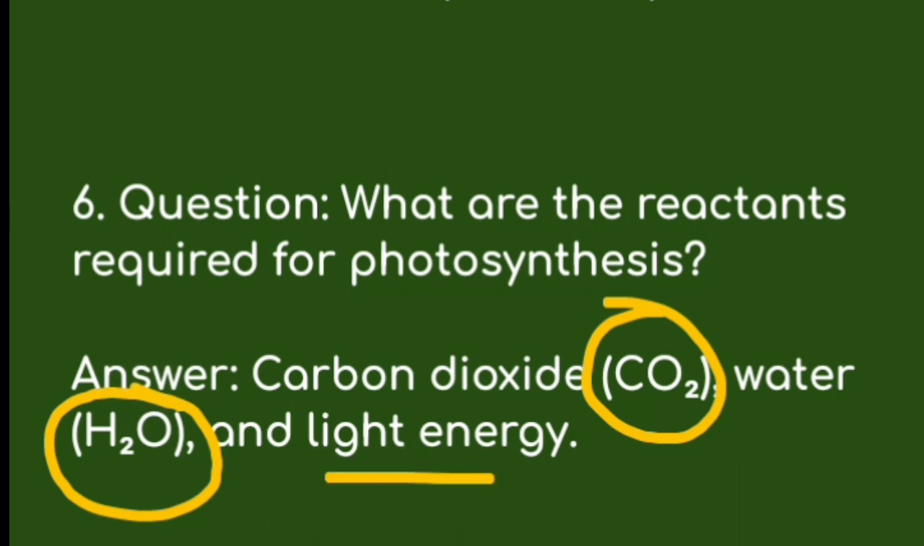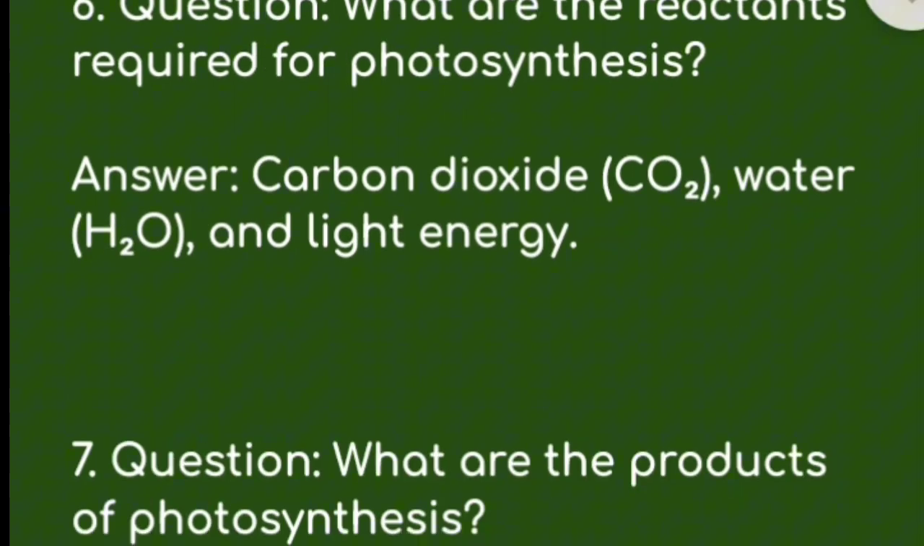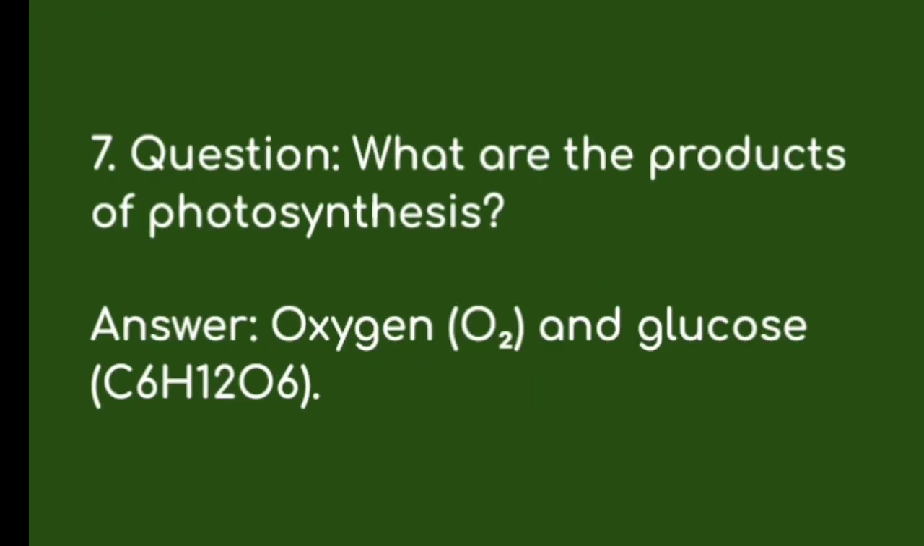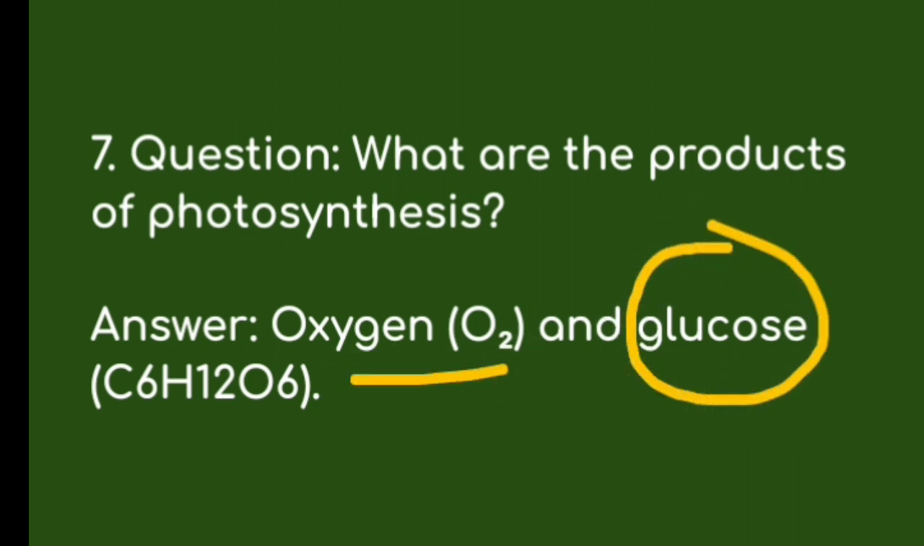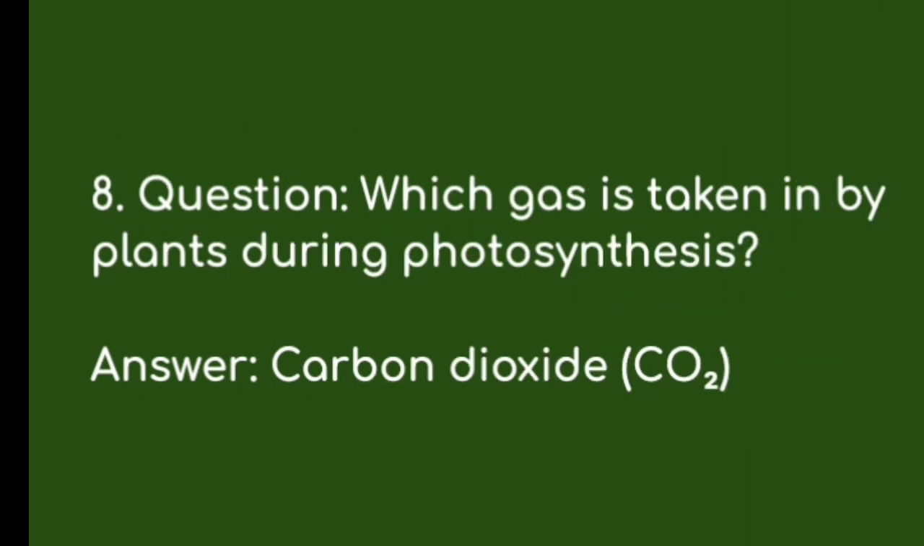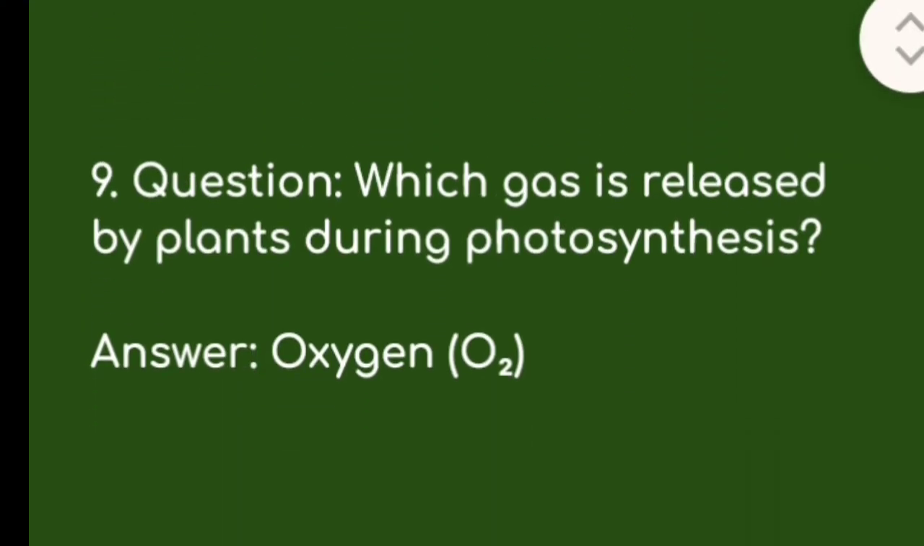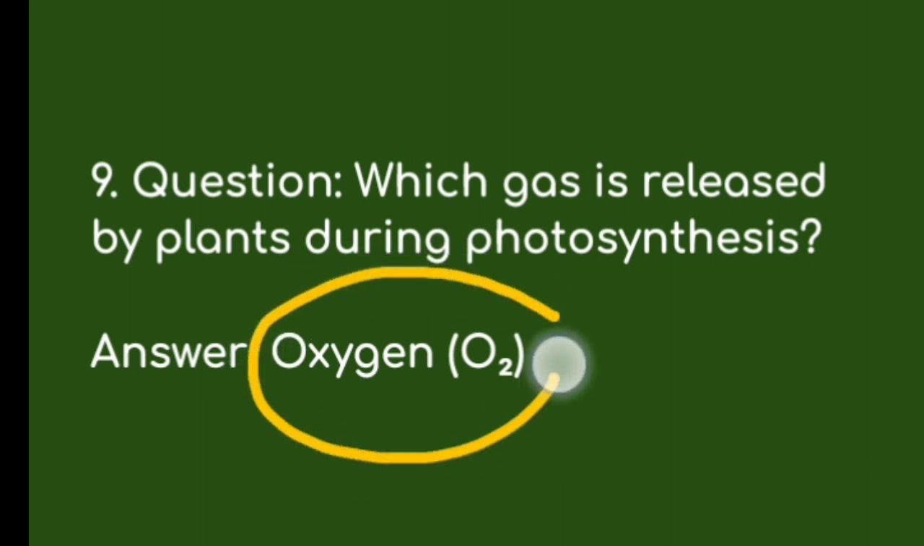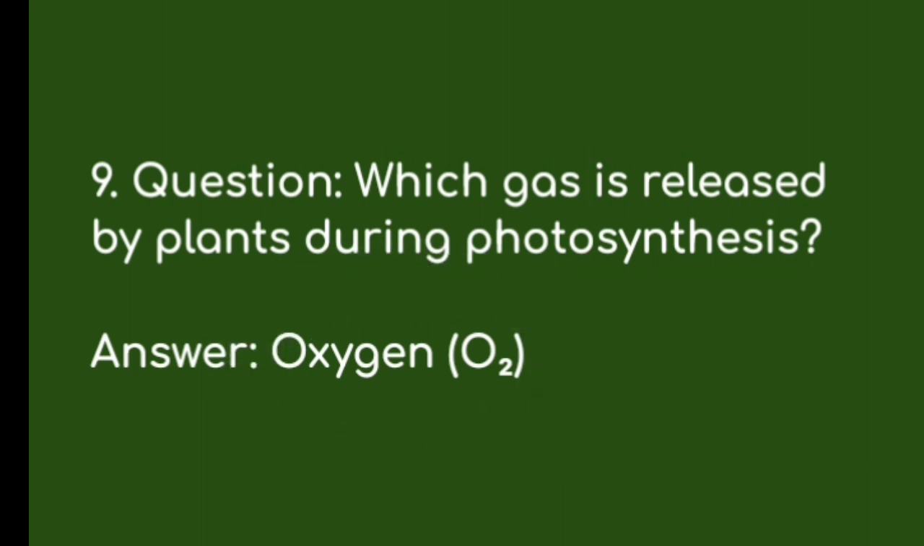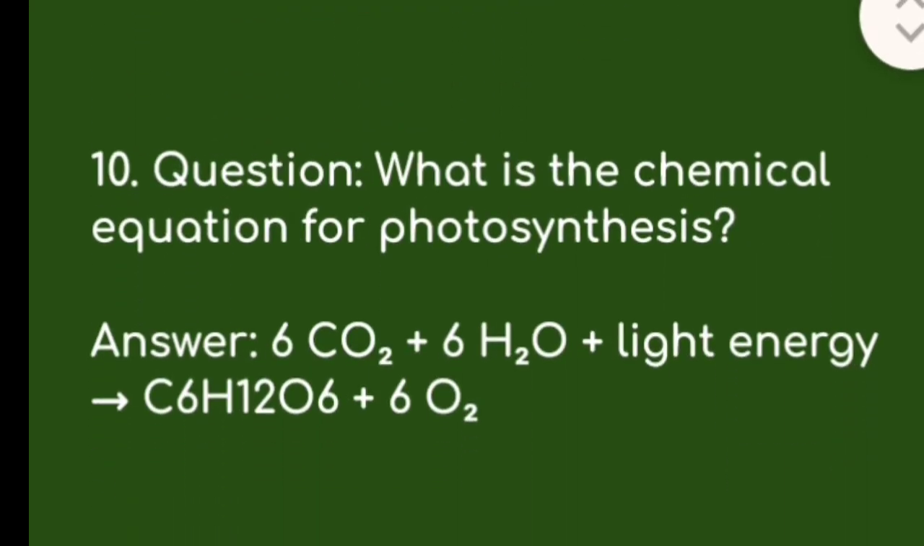Number 7. What are the products of photosynthesis? The answer is glucose and oxygen as byproduct. Number 8. Which gas is taken in by plants during photosynthesis? The answer is carbon dioxide. Number 9. Which gas is released by plants during photosynthesis? The answer is oxygen. Number 10. What is the chemical equation for photosynthesis?